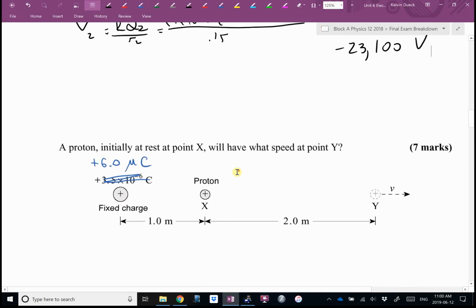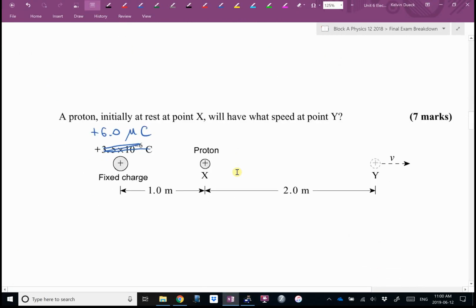What else did we do? Then we started looking at questions that involved work and energy. A proton, initially at rest at point X, will have what speed at point Y? So we have a fixed charge of positive 6 microcoulombs. Will the proton be speeding up or slowing down?